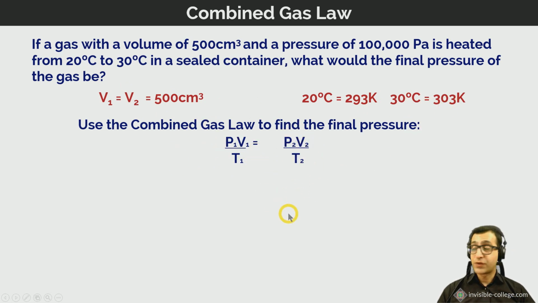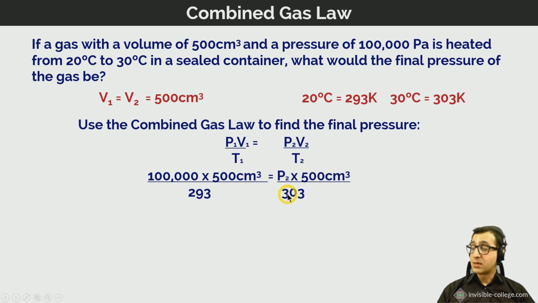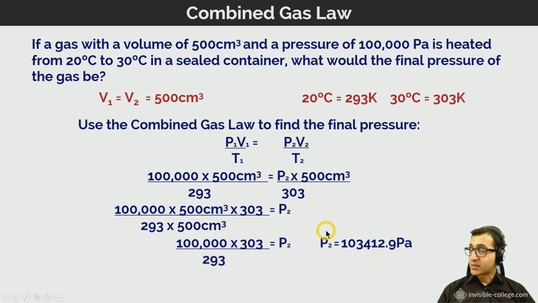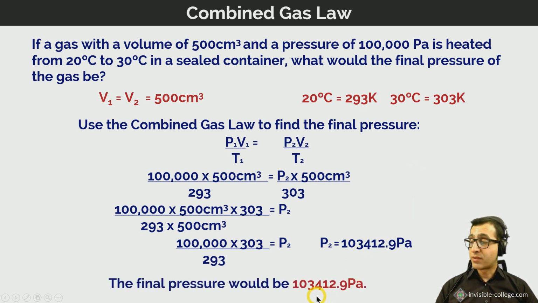So the only unknown here is P2. We can substitute our values first to get this, and then rearrange this equation to make P2 the subject. We multiply both sides by 303, then divide both sides by 500, and we get this. Then we evaluate this. The 500s cancel, so we get 100,000 times 303 divided by 293, and P2, when we evaluate this, is 103,412.9 pascals. So the final pressure would be 103,412.9 pascals. Well done to those of you who got that. It's a bit of a tricky problem, but well done.